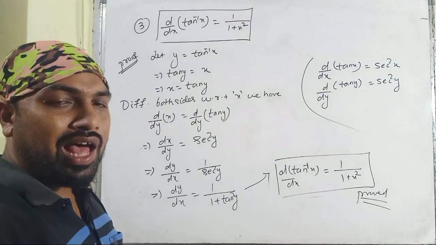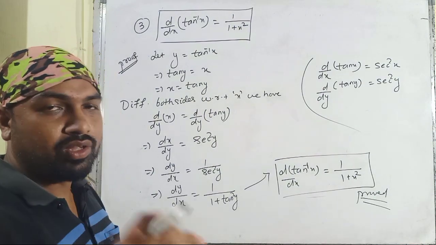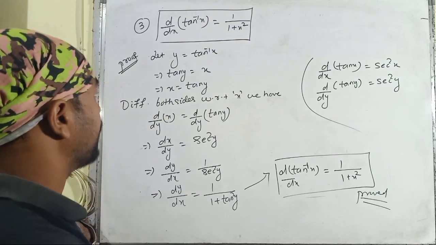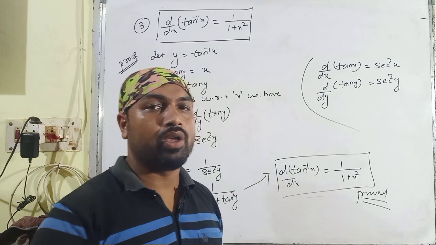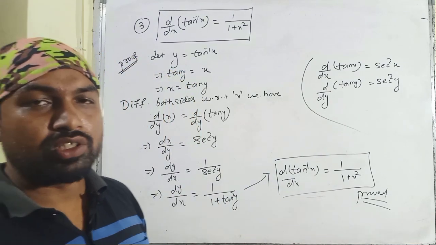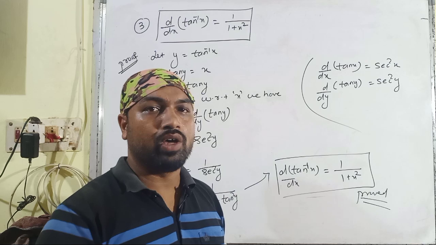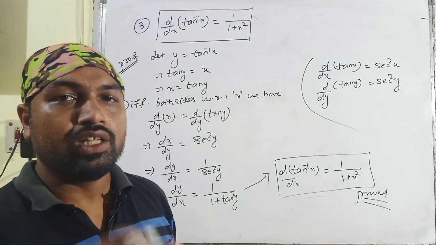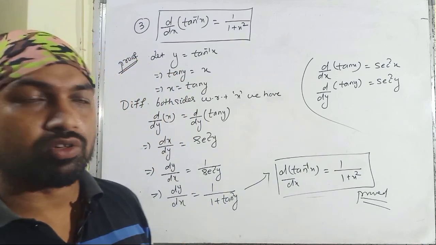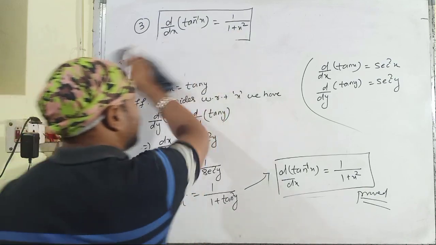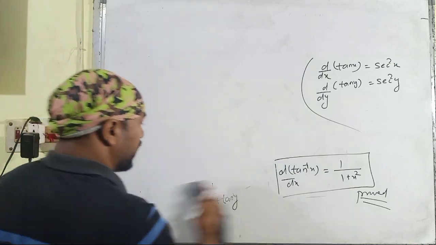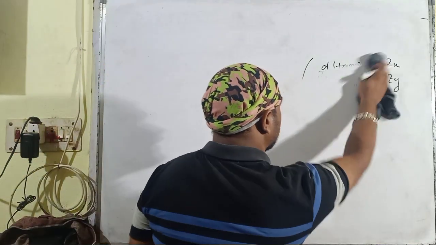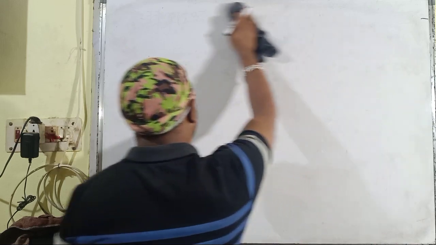Then the last 3 formulas are for you. It is the task for you. You have to prove the differentiation of cot inverse x with respect to x. In the 5th one, you have to differentiate sec inverse x with respect to x, and in the last one, you have to differentiate cosec inverse x with respect to x, and find the result. Then let us go through some problems based on differentiation of inverse trigonometric functions.